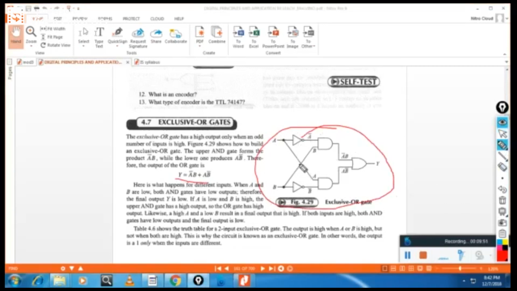So exclusive OR gates are normally used in parity generators and parity checkers. So in the next session, we will come to know what is a parity generator, what is a parity checker.